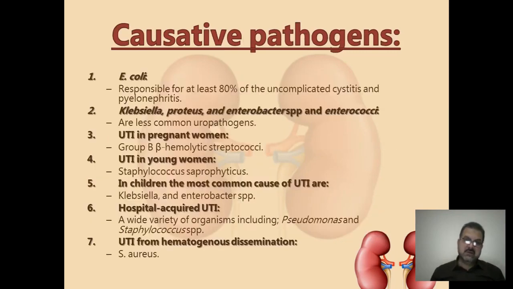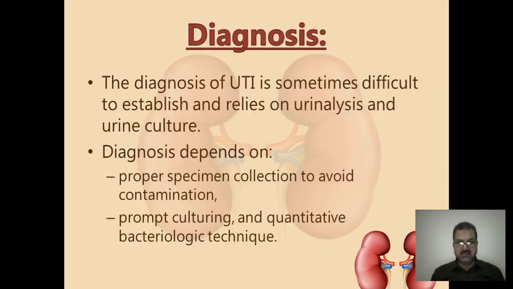The most common causative organism, more than 80%, is E. coli. Klebsiella, Proteus, Enterobacter also, and Enterococci are less common organisms. Most common in pregnancy is beta hemolytic streptococci. In young ladies, Staph; in children, Klebsiella, Enterobacter. In hospital acquired infection, Pseudomonas and Staphylococcus infection is common.